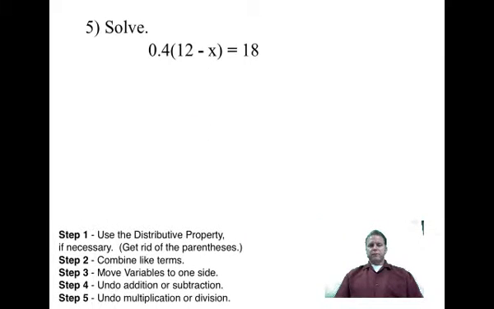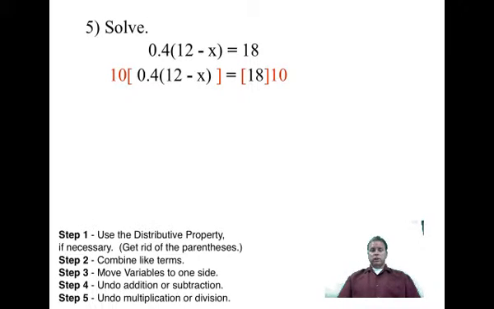Number 5. A little bit different. Here we do have distributive property, but we have a decimal. So let's try to get rid of that decimal first by multiplying by 10. Now, 0.4 times the quantity 12 minus x, that's one term. So we're only multiplying that whole thing by 10, not each one of those numbers and variables. So when we do that, we'll end up with 4 times 12 minus x equals 180.